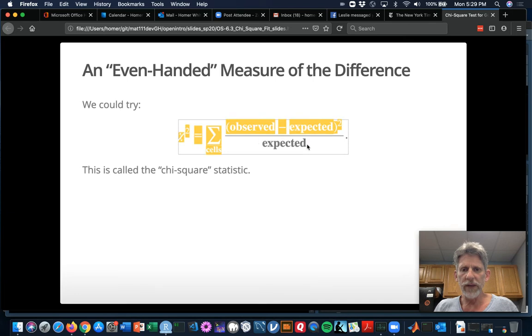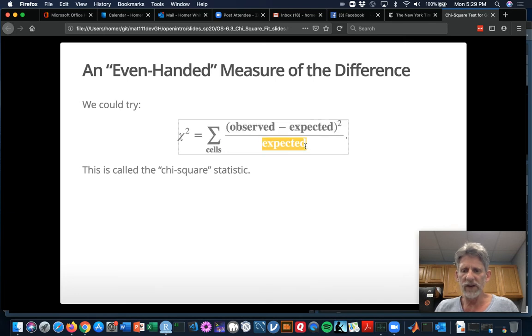We're going to divide by the expected value. That's a kind of scaling that this statistic uses. And that fraction, we're going to compute for every one of the cells. And then we'll add up those fractions. And the result is called a chi-square statistic, the Greek letter chi here.